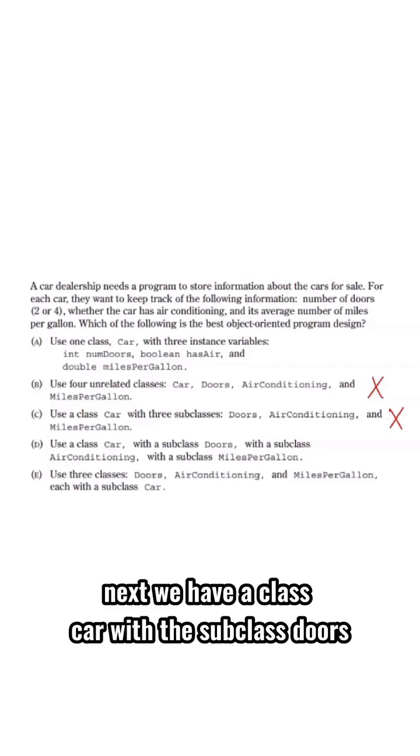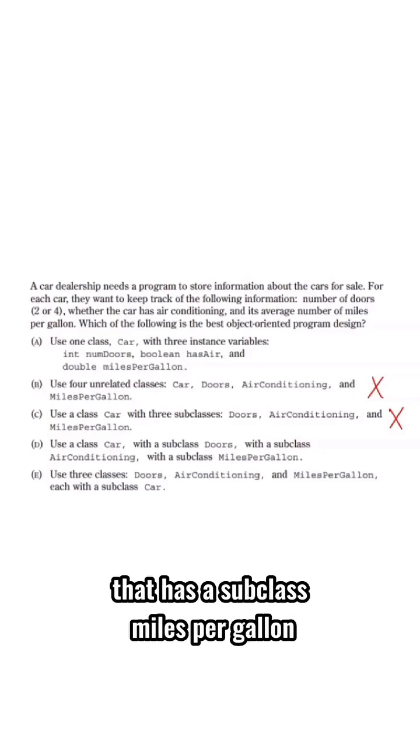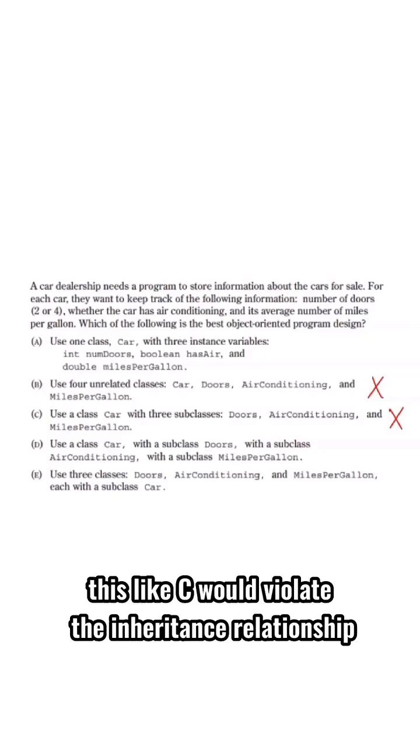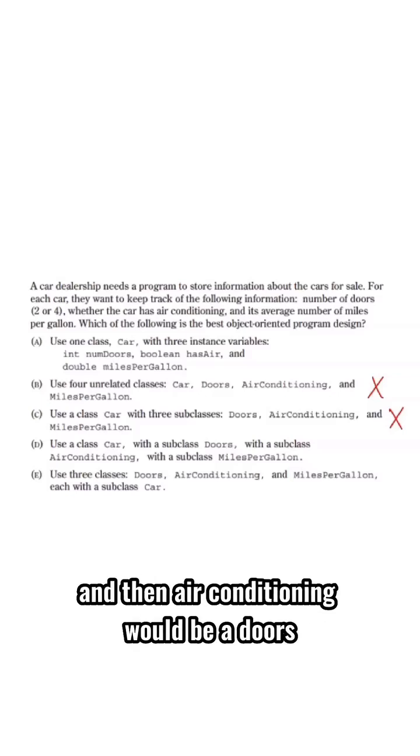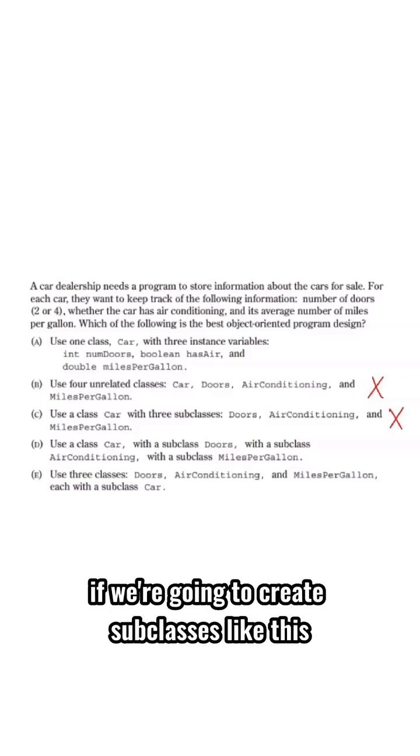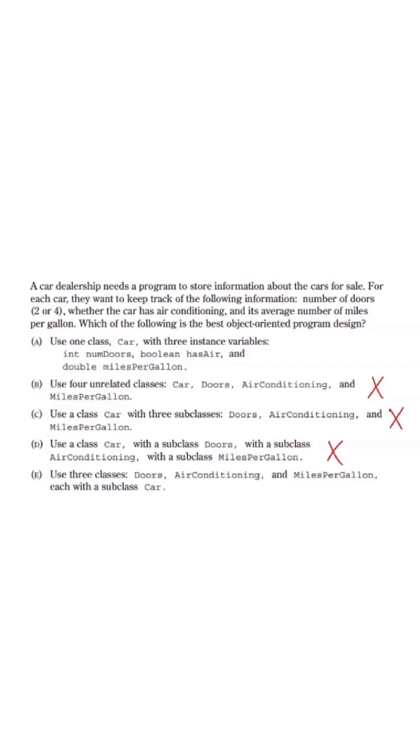Next, we have a class car with a subclass doors, and then that has a subclass air conditioning, that has a subclass miles per gallon. This, like C, would violate the inheritance relationship, which is that a doors should be a car, and then air conditioning would be a doors, if we're going to create subclasses like this. So that is not what we want.